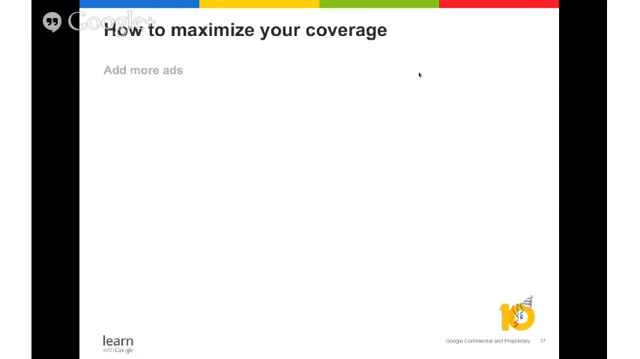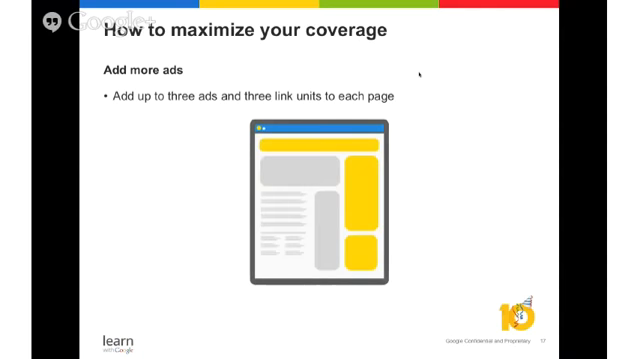Okay, going on to maximizing your coverage. So in AdSense, as you likely already know, we allow up to 3 ads, that's display ads, text and image, per page. We also allow 3 additional link units per page. Link units are not as optimal as display units because they require 2 clicks for the user to get to a destination and for you to get paid.